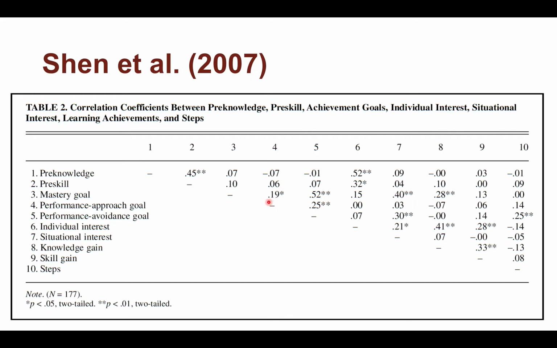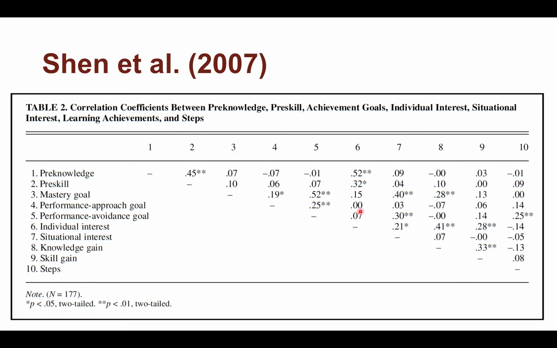Here's an example: the correlation between mastery goal, variable 3, and performance approach goal, which is variable 4, is 0.19, and that's significant at the 0.05 level. P is less than 0.05. So you get the idea. You can go through and look at all the different correlations.